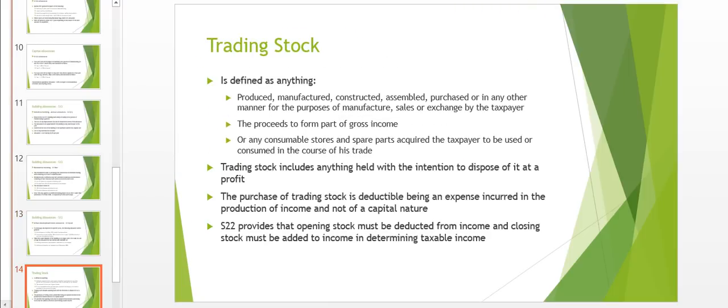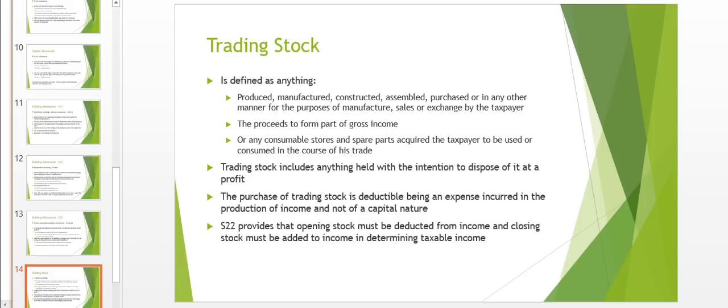And then trading stock, this is just something which we'll deal with at a later stage, so I'm just going to go through that quickly. So trading stock is basically anything which you trade to make a profit on. So it's anything which you produce, manufacture, construct, assemble, purchase, or in any other manner for the purpose of manufacture, sale, or exchange by the taxpayer. And then this process has to form part of your gross income, or it is any consumable stores or spare parts acquired by the taxpayer to be used or consumed in the course of this trade.